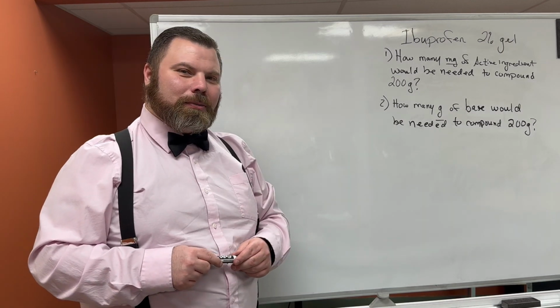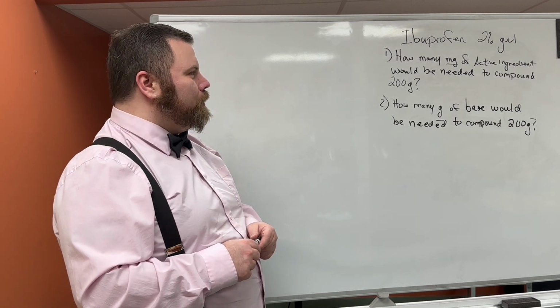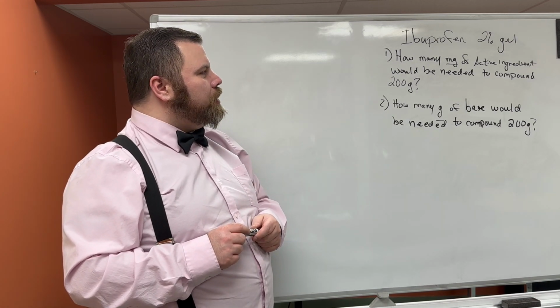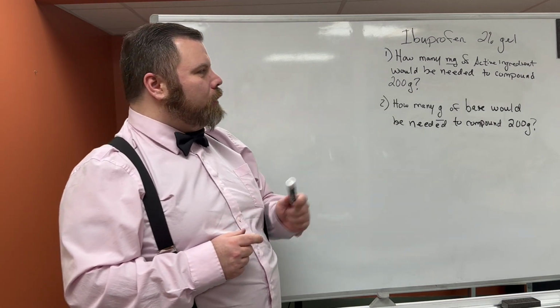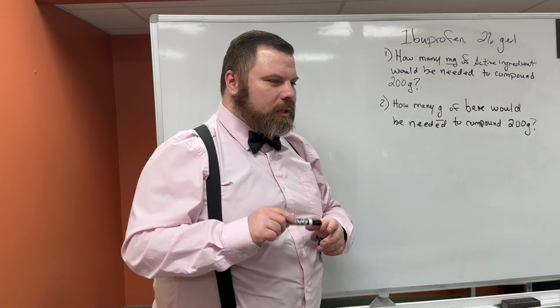It's divided into two parts. The technician receives an order for ibuprofen 2% gel. The first question that needs to be asked is, how many milligrams of active ingredient will be needed to compound 200 grams? So let's start there. But you'll notice I underlined milligrams for a reason.